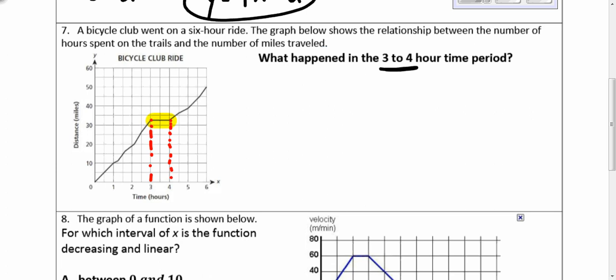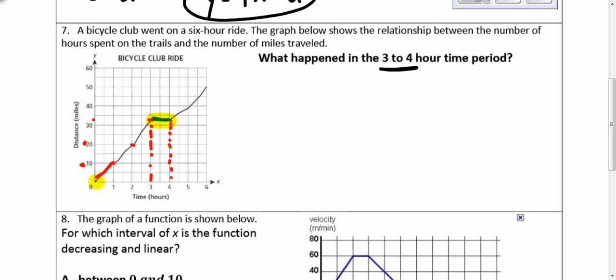So think about it. They started at 0 hours, which is right here. Started right there. And they were traveling. Time went on. In 1 hour, they went 10 miles. In 2 hours, they were about 20 miles. In 3 hours, they were about like 32 miles. So they're traveling along, and then all of a sudden, this happens.